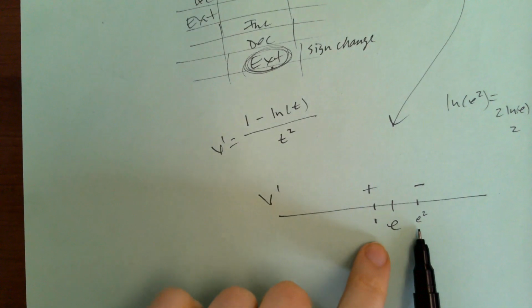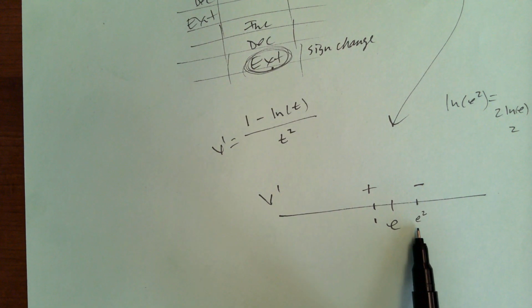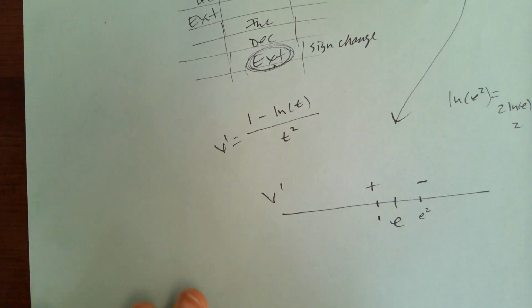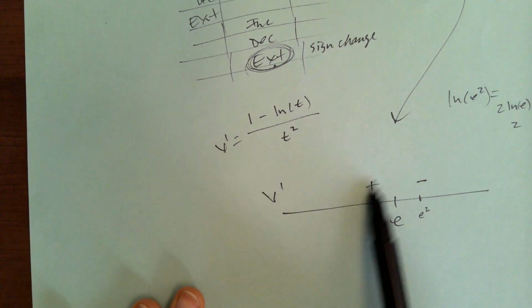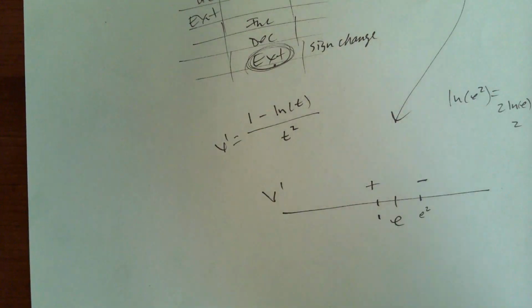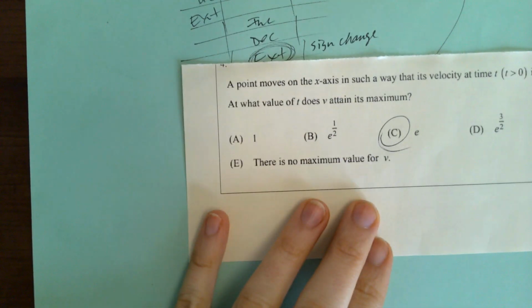So you don't have to use, this is maybe a little bit sophisticated, choosing a power of e. But yeah, whatever works for you, I guess. Okay. Long story long, so it does attain a max there. We get a positive to negative sign change. So, yeah, so C.